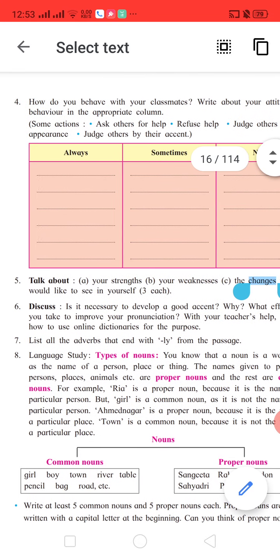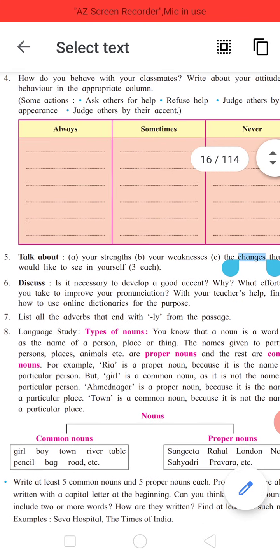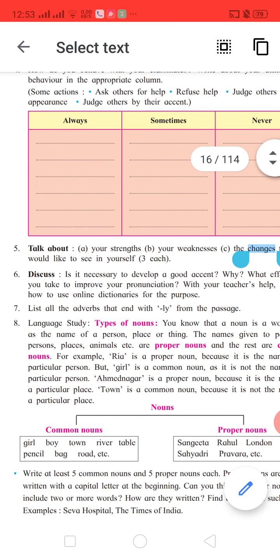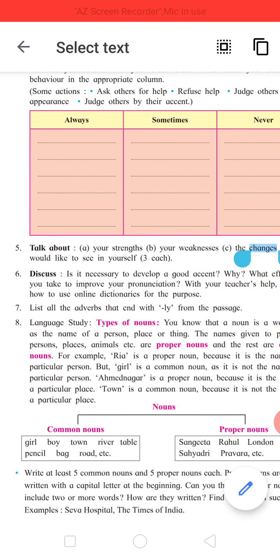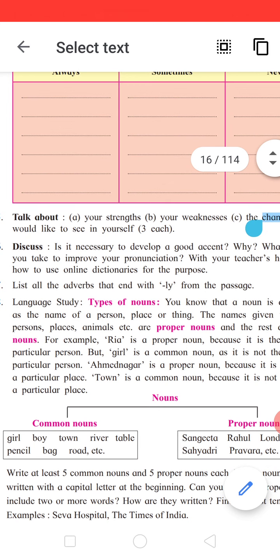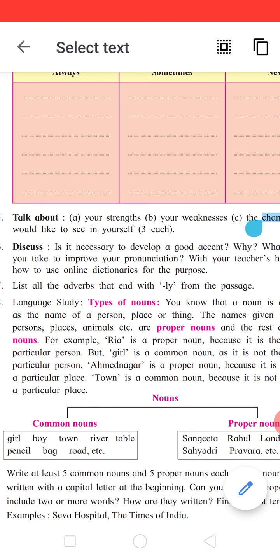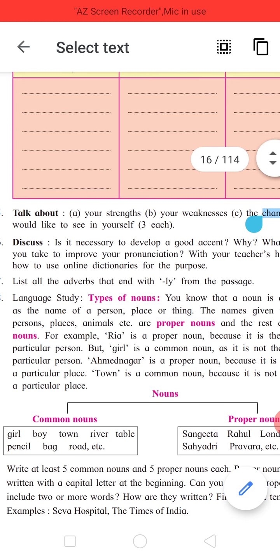Next question is, talk about your strength, your weakness, and the changes that you would like to see in yourself. You have to write at least 3 lines about each. Like your strength, what is your strength? Your English can be your strength, or your interest towards co-curricular activities, or your strength can be your nature, that friendly nature. Then for your weakness also you have to write down 3 lines. And the changes that you would like to see in yourself, 3 changes also you have to write here.